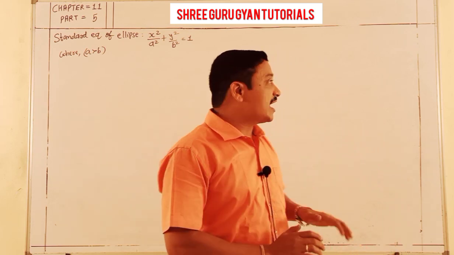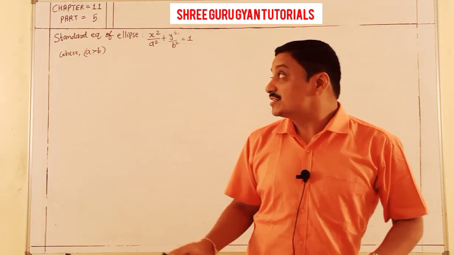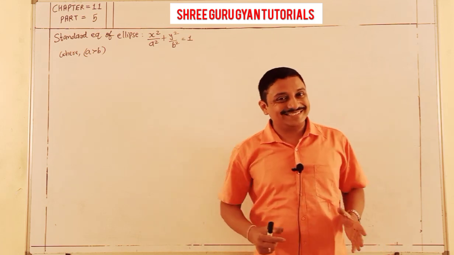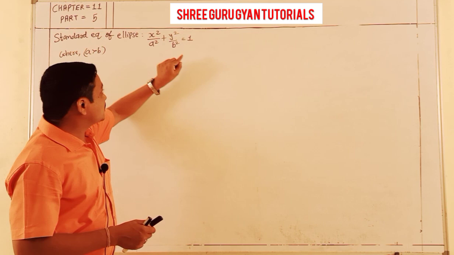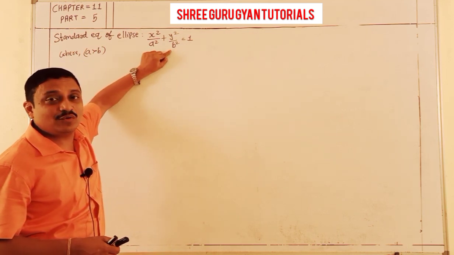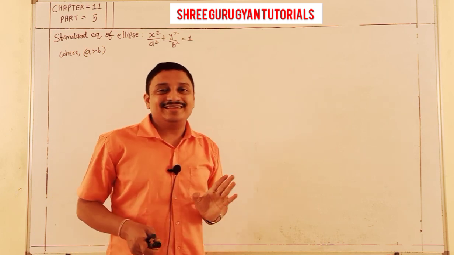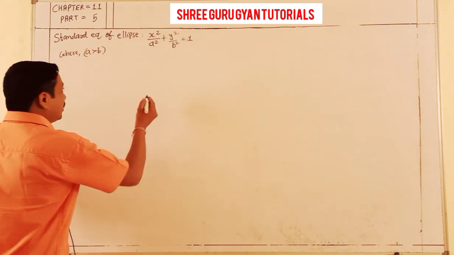So here I will start our ellipse: x square by a square plus y square by b square is equal to 1. That is your standard equation of ellipse. So in the equation, students, again I repeat, x square by a square plus y square by b square equals 1, but the condition is a more than b, meaning a is higher than b. Don't worry students, I will explain deeply one by one.